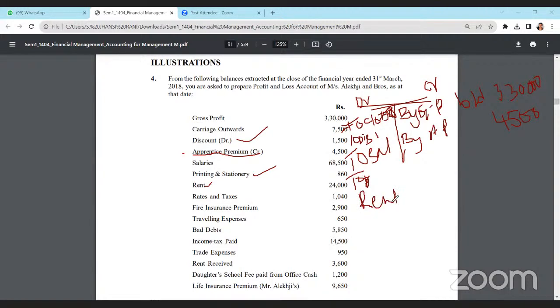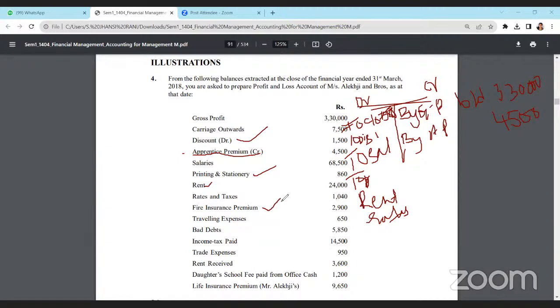Next, we have rent and taxes. Even we pay taxes also. Whenever we pay tax, it's an obvious thing. It's an expenditure to us. So we write on the debit side to rent and rates and taxes. And the amount is 1,050.